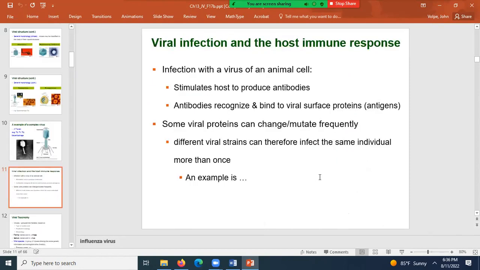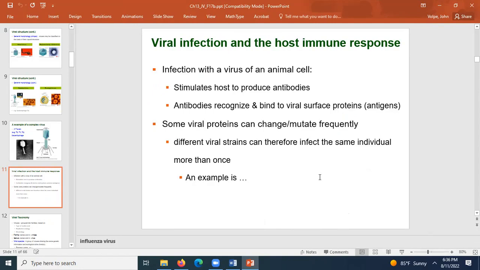T4 is a virus which infects E. coli, so it is a bacterial virus. Any question about that part? If not, I want to talk a little bit about viral infection and then the host immune response.